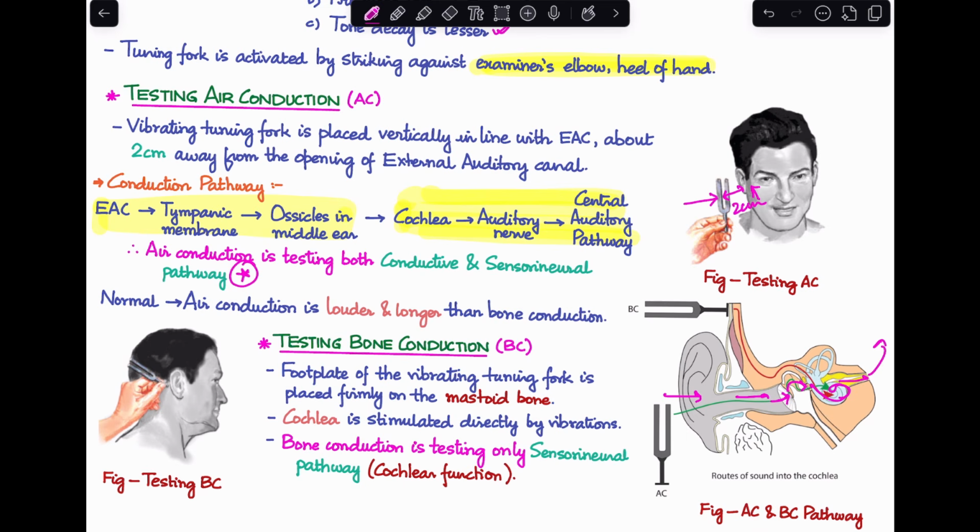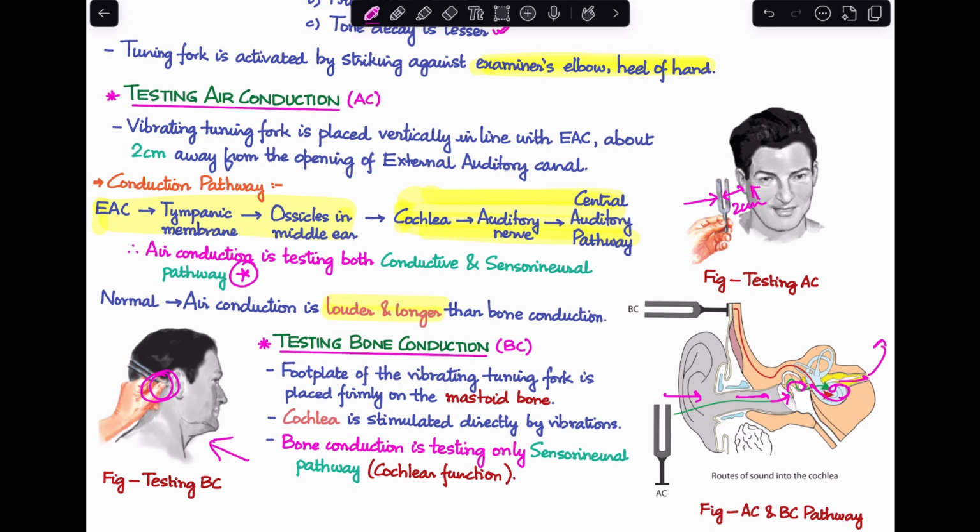And normally, when we test air conduction and bone conduction, air conduction will always be louder and longer than the bone conduction. Now let's look at bone conduction. How do we test this and what are we exactly checking over here? So this image over here shows how to perform bone conduction. So you vibrate the tuning fork and then place the footplate of the tuning fork on the mastoid process of the patient firmly.